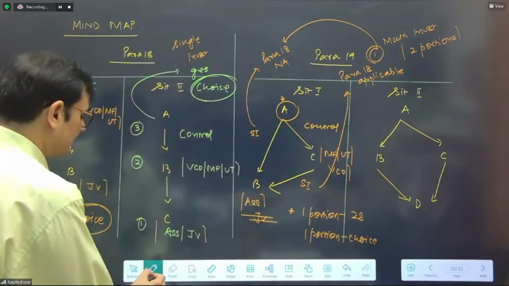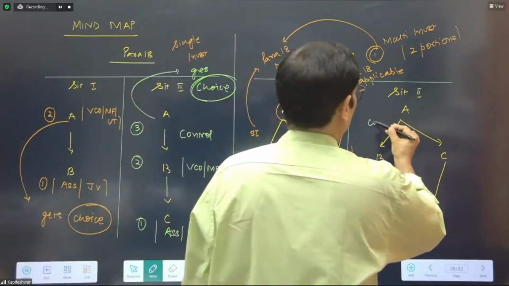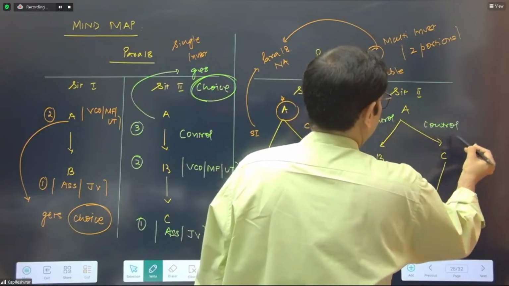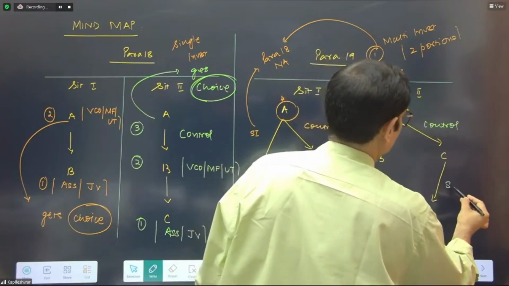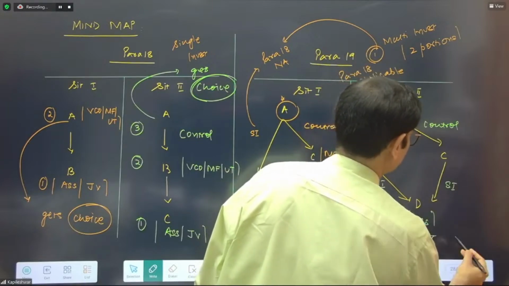Let's look at the second example as well. In this case, A's got a control. A's got a control. And this is significant influence. That means it is an associate, not a joint venture.